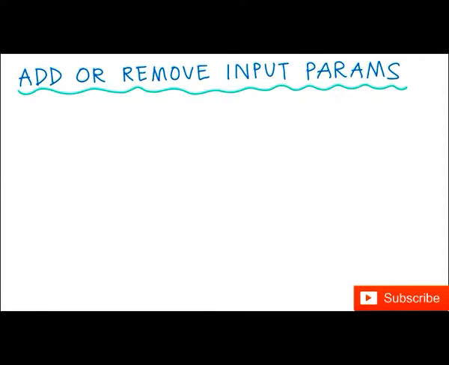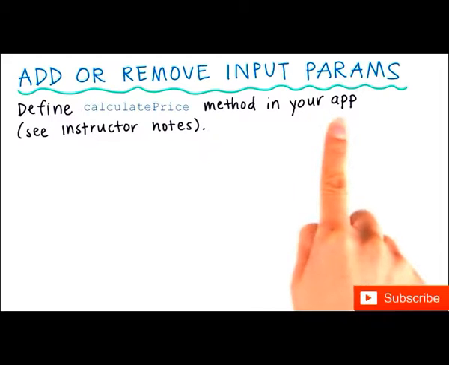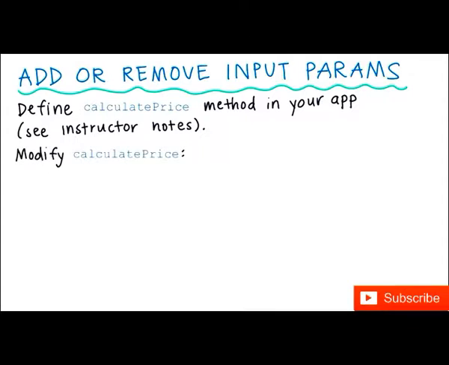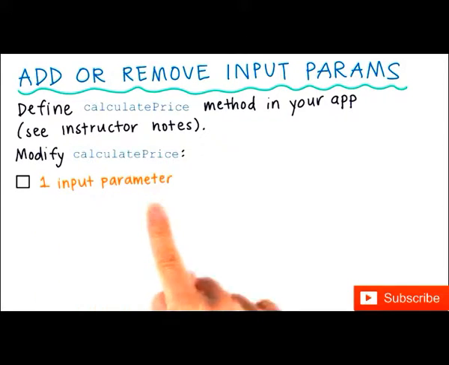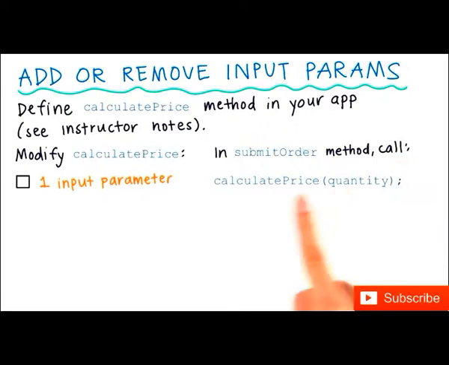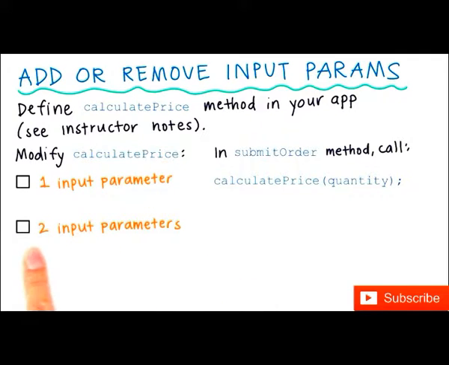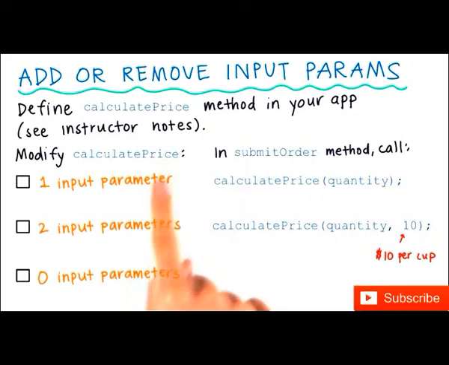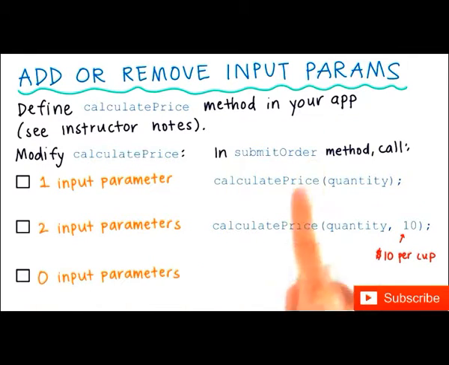Here are the instructions for this task. First, define the calculate price method in your app in the main activity. See the instructor notes for a code snippet that you can start with. We're going to modify the calculate price method so that it only has 1 input parameter. Then in the submit order method, call calculate price and pass in quantity as the input. Then try to modify the calculate price method to have 2 input parameters. That way, in the submit order method, you'll call calculate price with quantity, and then you can pass in the price, which could be $10, for example. And lastly, try changing calculate price so that it has 0 input parameters. That way, in the submit order method, you would just call calculate price like this.